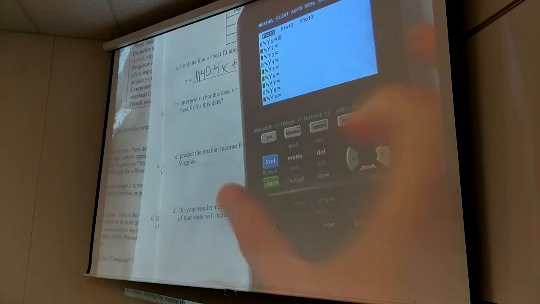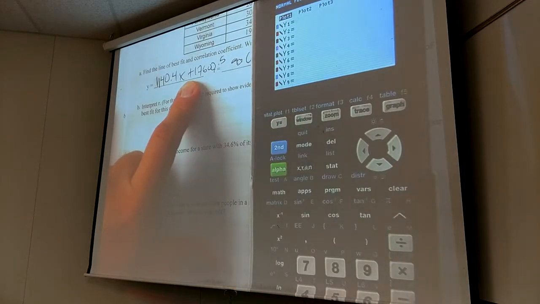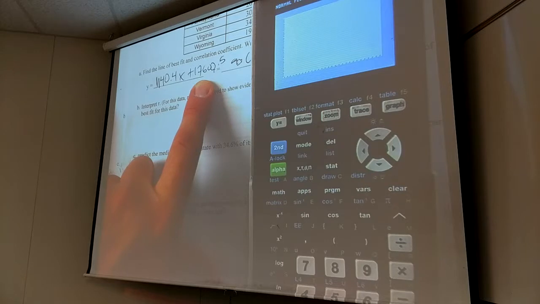So I'm going to manually put the equation in, just in case you don't like the whole y1 weirdness that I did. You don't have to do that. So 1140.4, I think that's what it was, plus 17,600.5. Let's see if I got that in there. Oh, scheisse.